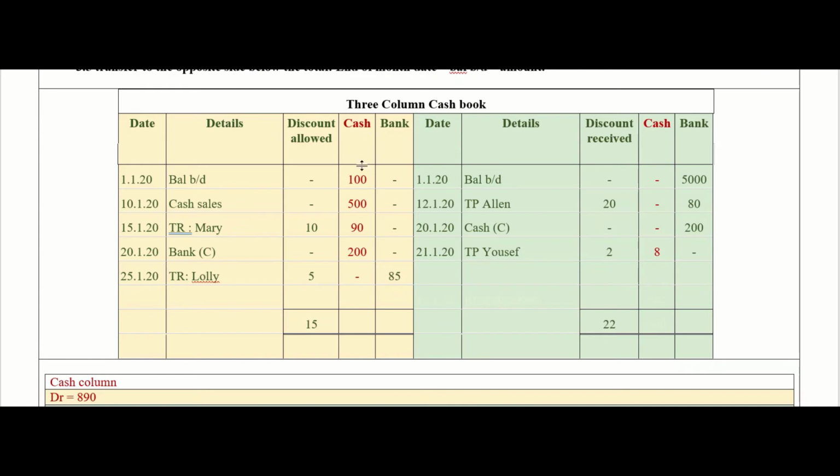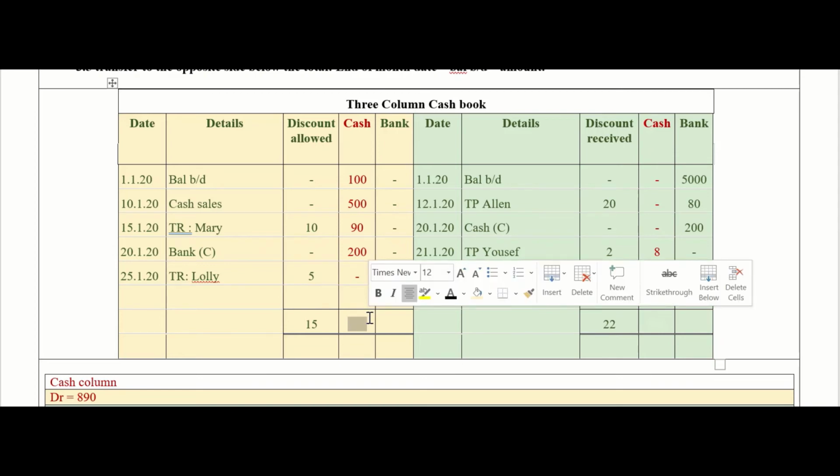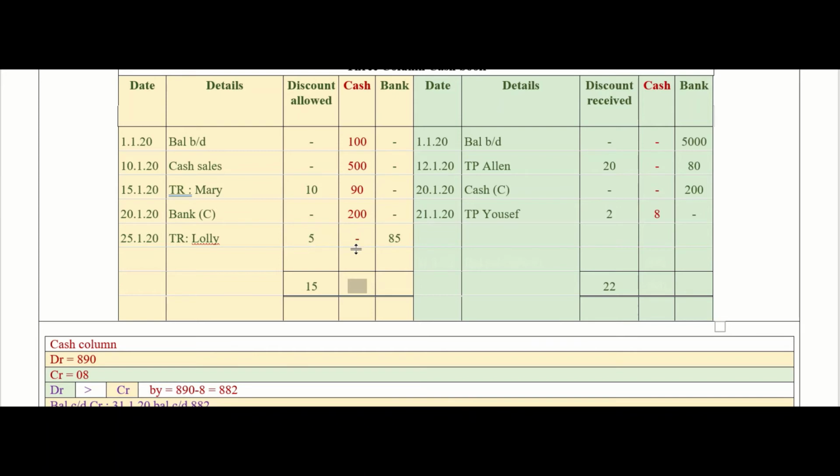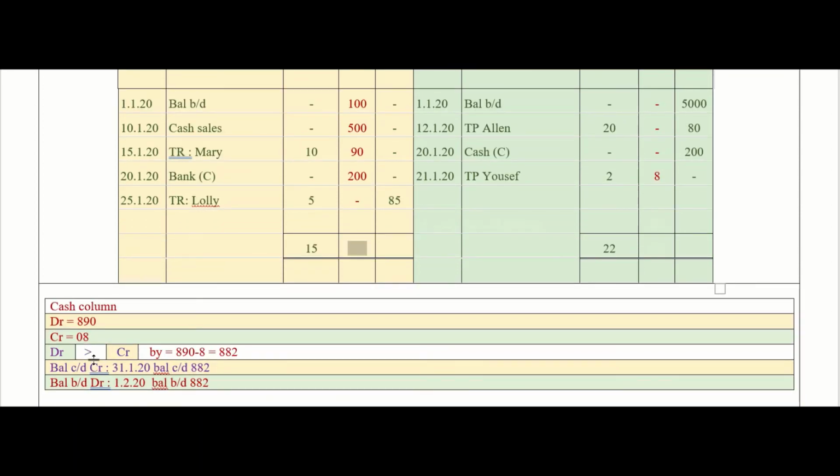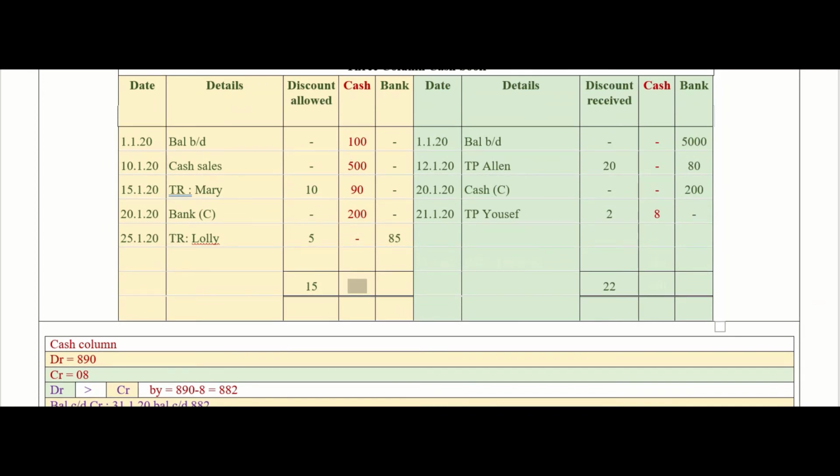This is a 3-column cash book, and look at the information which is in red. We are balancing the cash columns only. As you can see, the total of the debit side is 890 and the total of the credit side of the cash column is only 8. As you can see, the debit side is greater than the credit side by 882. So take the total of the debit, enter it on the credit side. Now from 890, you deduct the total of the credit side, which gives you 882. End of month date, balance carried down.